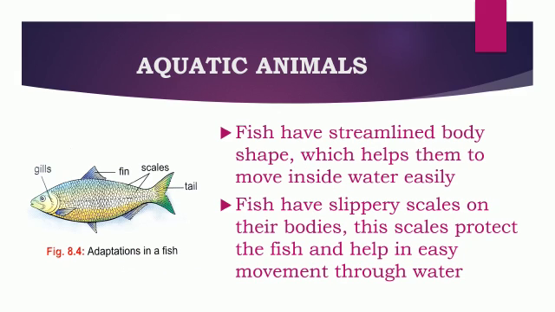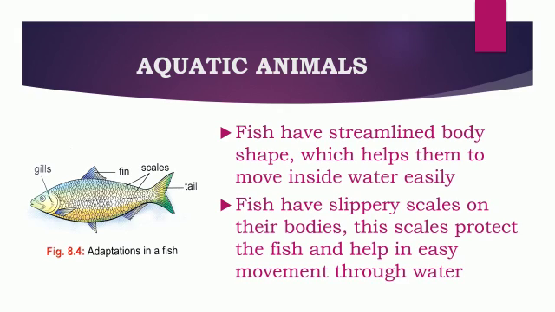Now we will study about the aquatic animals. It means the animals which are living in water. Now the very first we will study about the fish. Fish have streamlined body shape. It means, children, the fish is broader in the middle and tapers at the edges. Now the streamlined body shape helps them to move inside water easily.